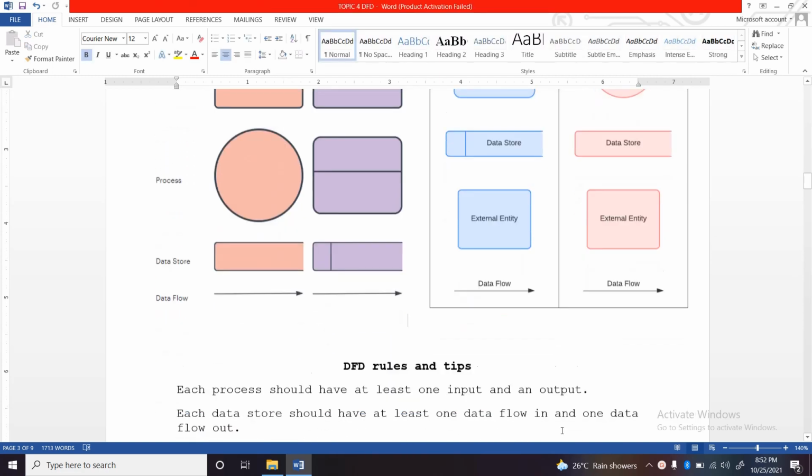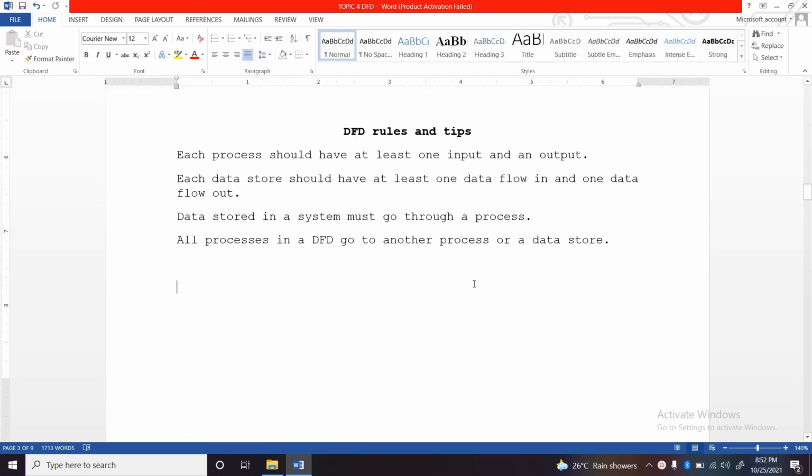Okay, moving on. In order to create a neat and clear data flow diagram, you need to follow these rules and tips. So one, each process should have at least one input and an output. So let us just highlight this one. Each process should have at least one input and an output, which will be shown using the data flow or the arrows later on.